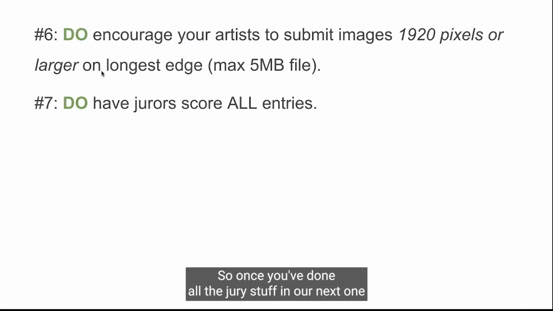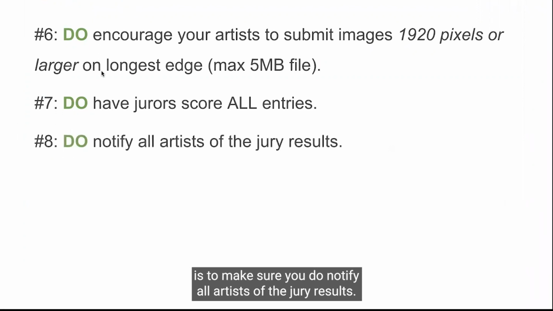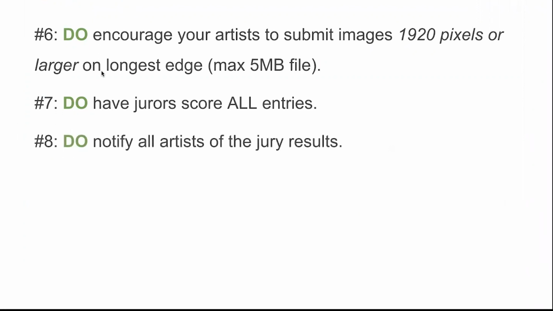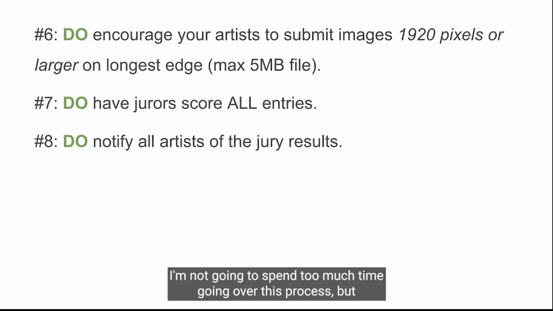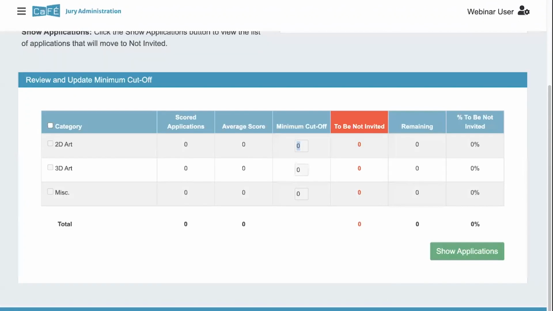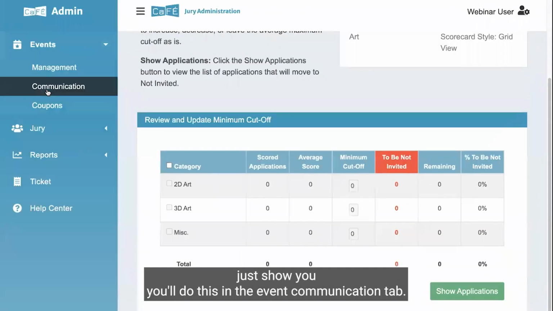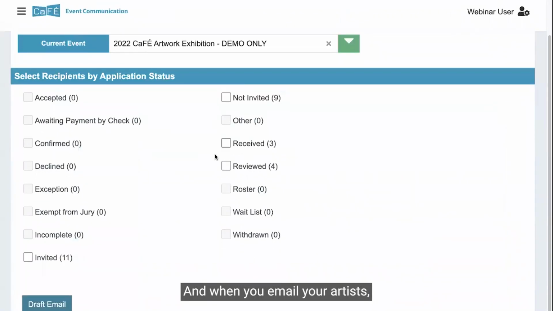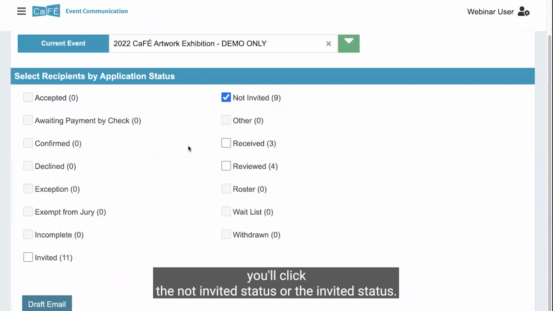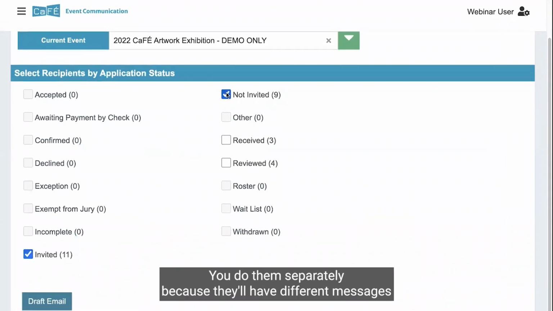So once you've done all the jury stuff, our next one is to make sure you do notify all artists of the jury results. This means notifying both the not invited and invited batches of artists. I'm not going to spend too much time going over this process, but to show you, you'll do this in the Events Communication tab. And when you email your artists, you'll click the not invited status or the invited status. You'll do them separately because they'll have different messages.